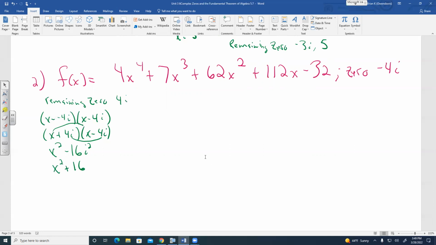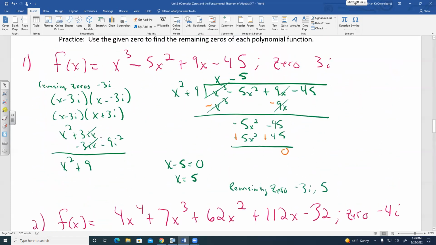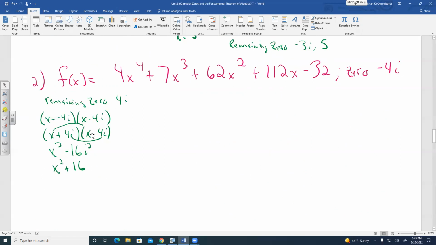Okay, so if we go back up here, notice how the middle terms kind of canceled out. So this time I'm going to take a shortcut and not worry about the middle terms because they're going to cancel out. So this is a difference of squares concept. The middle terms are going to cancel out. So all I got to do is multiply the first terms and the last terms together, and we have it.